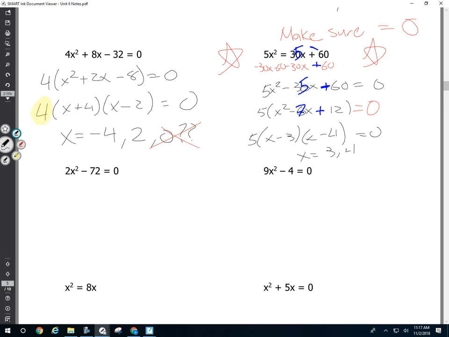Does 2x squared and 72 share something? A 2. Pull out the 2. How do I factor x squared minus 36? Discuss with your neighbors. It is a difference of squares, x plus 6, x minus 6. It's the 2 numbers that multiply to get negative 36 and add to get 0. Meaning, if I plugged in 6 or negative 6 to that equation, I'd get the correct answer.